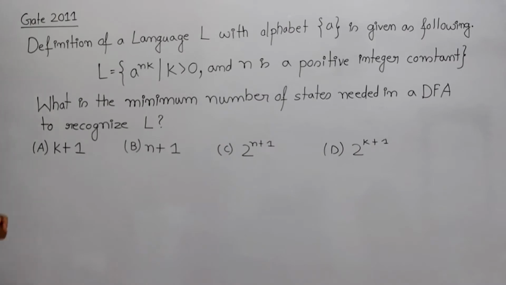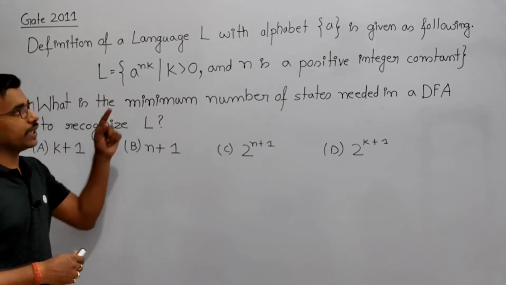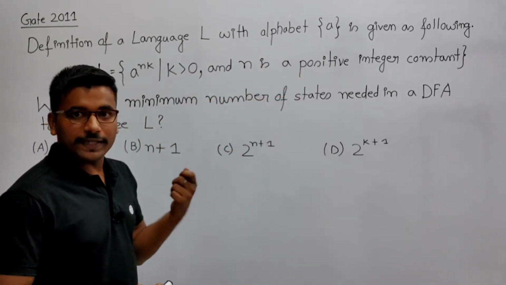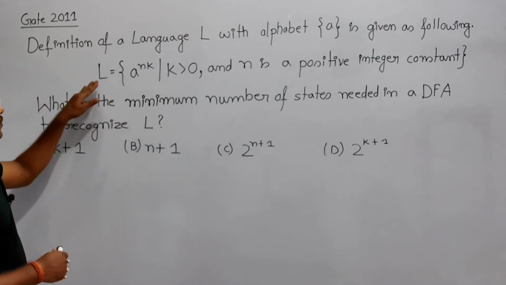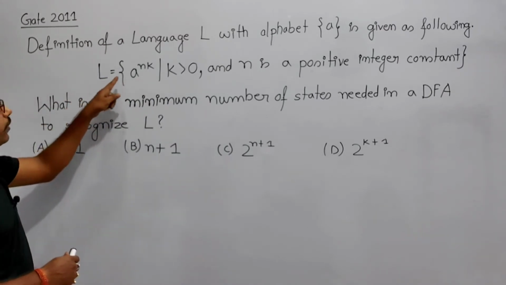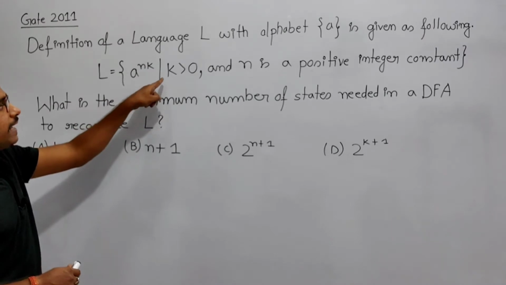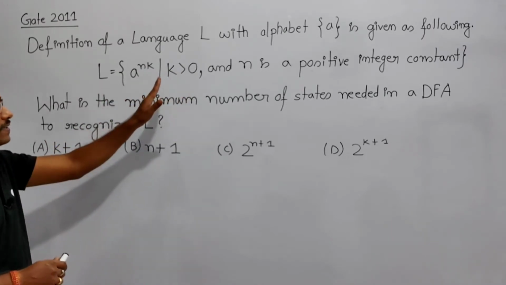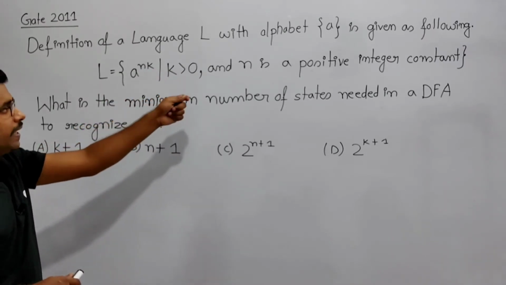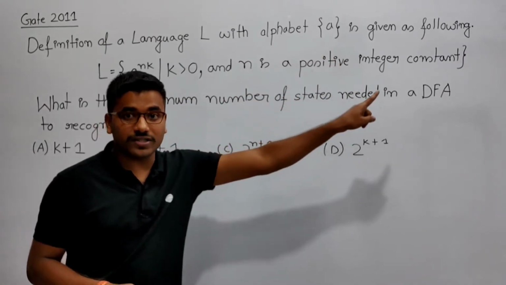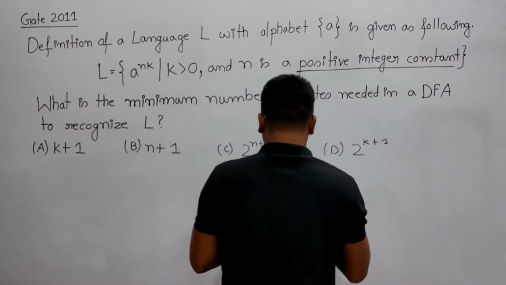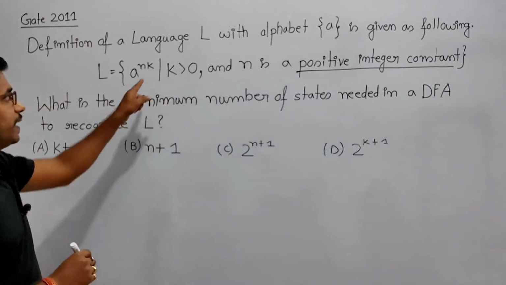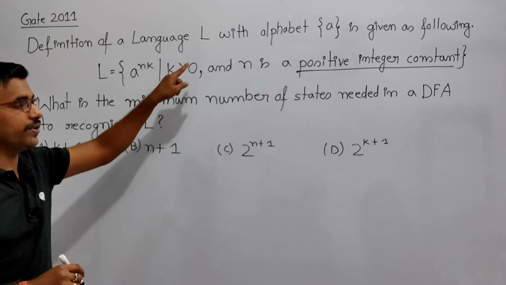Now see, GATE 2011 question. It is saying that the definition of a language with alphabet sigma is given. Sigma is only a, and the language is defined as L = { a^(nk) such that k > 0 }. Here k is a variable, and n is a positive integer constant. N is a constant, its value is not going to change. K's value is going to change, k is a variable.